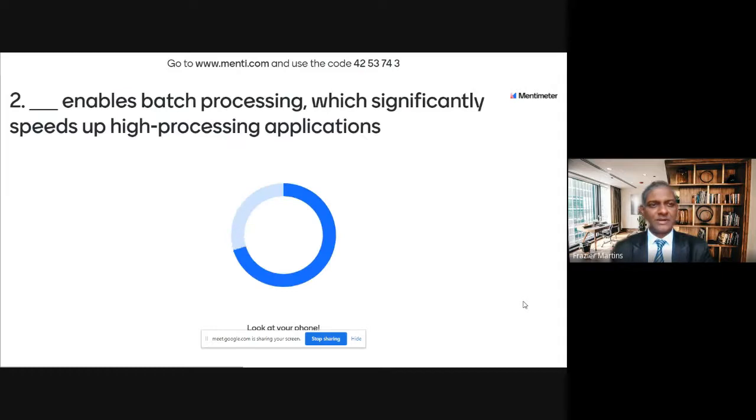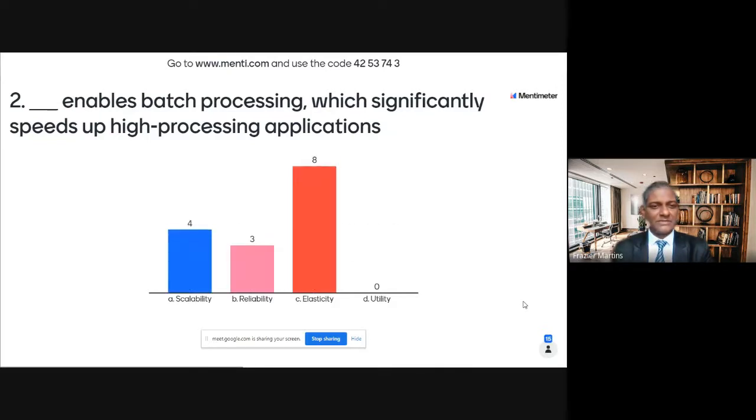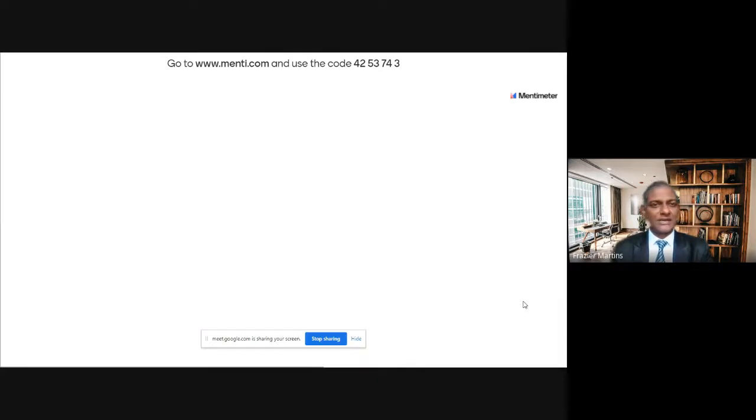Question number 2 coming up. Dash enables batch processing, which significantly speeds up high processing applications. A, scalability, B, reliability, C, elasticity, or D, utility. Time's up on the second question, elasticity being the highest with 8 of you answering there, but the correct answer, scalability, of course, which 4 of you got. Moving on to question number 3.